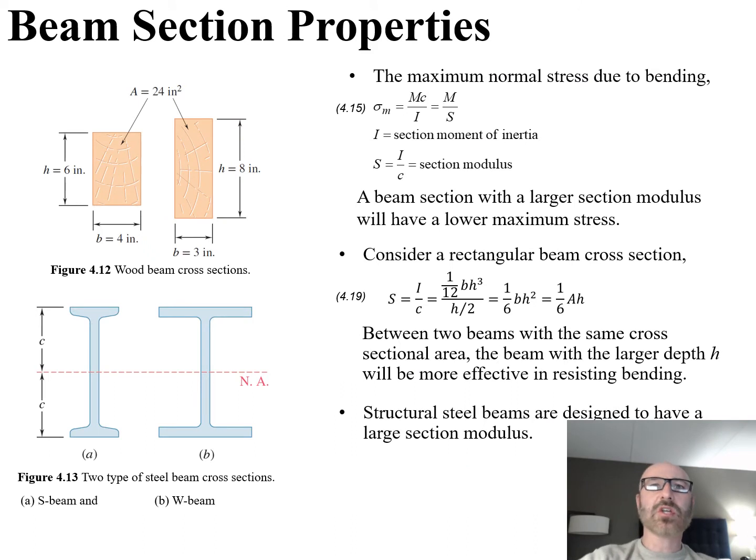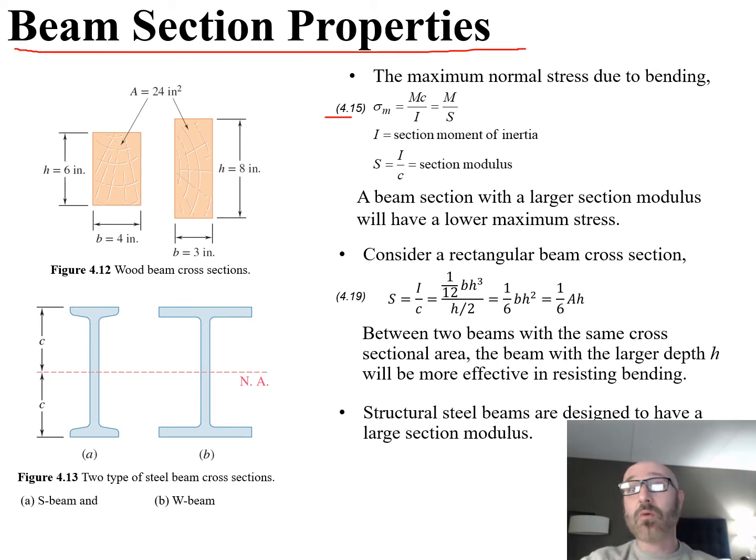So that leads us into discussion now of beam section properties. If we take a look at equation 4.15 in our textbook right here, we can see the maximum normal stress due to bending is given by the relationship that sigma m, our maximum normal stress, is equal to Mc over I, where M is our moment, c is that distance from our neutral axis up to the outer surface, and I is our section moment of inertia.